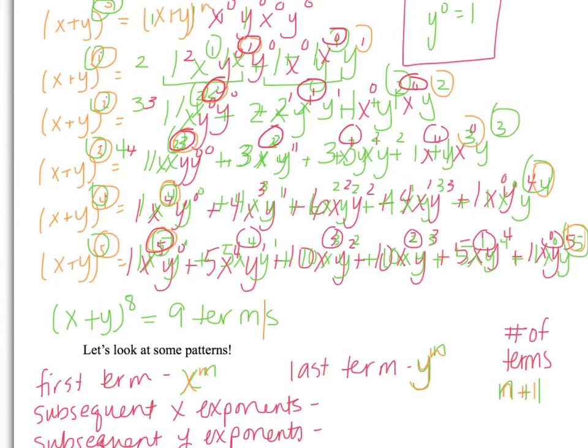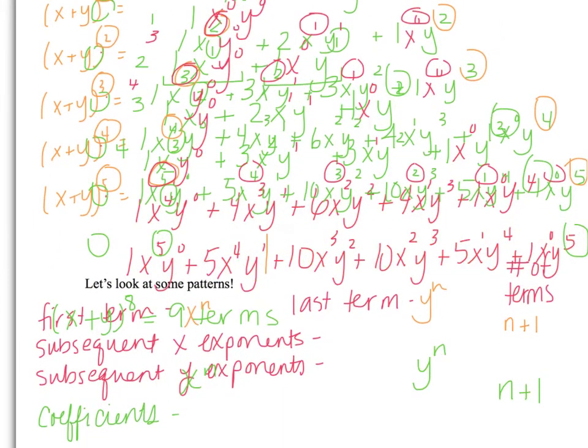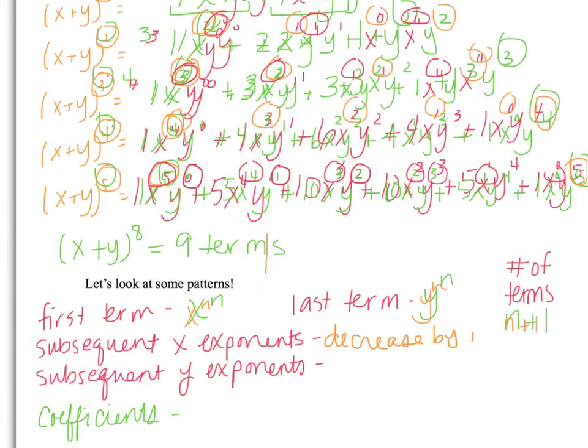So my subsequent exponents for x decrease by 1. If we look at our exponents for y, I go 0, 1, 2, 3, 4, 5. So my y exponents are increasing by 1 in the same pattern every time. What's happening with our coefficients is actually something really neat.